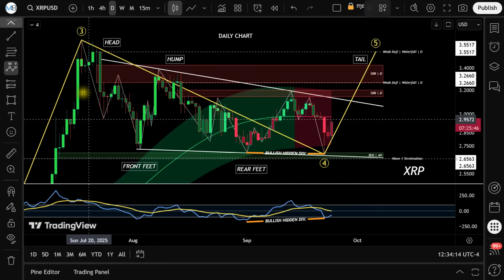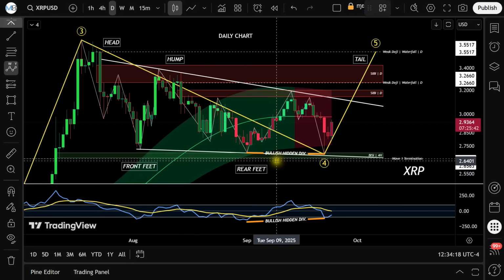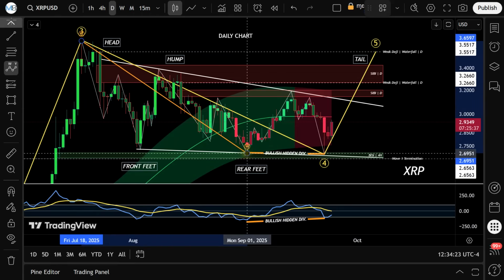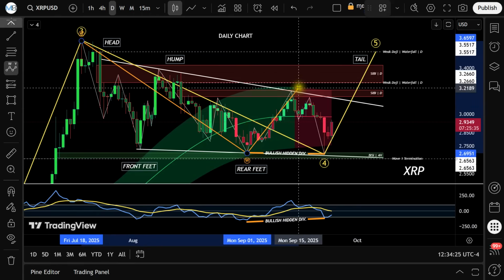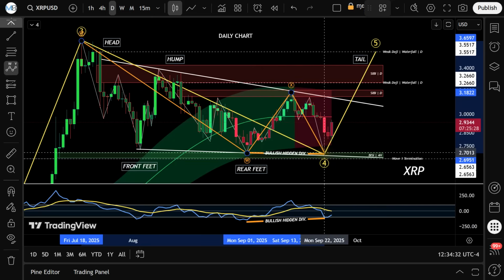a WXY also fits this pattern, with this ABC that we have right here actually being the W. This correction to the upside, which is a three-wave move, would be your X wave connector. And this ABC with the extended C coming to the downside would actually be your Y wave.